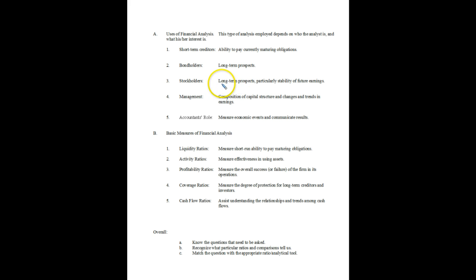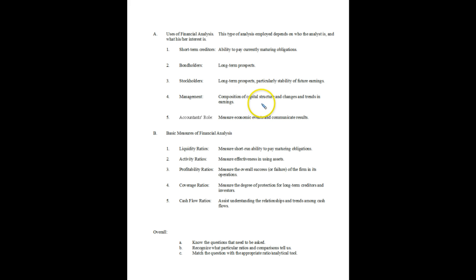Stockholders are also viewed as long-term investors. So they're focused on long-term prospects generally, although they may be buying our stock just for the short run. But thinking of them as long-term, they're looking at the stability of those future earnings. So they're looking at a lot of the same features as the long-term creditors, but they also are very, very focused on earnings, because future earnings enable future dividends or distributions of those earnings.